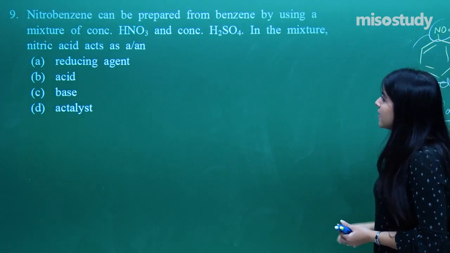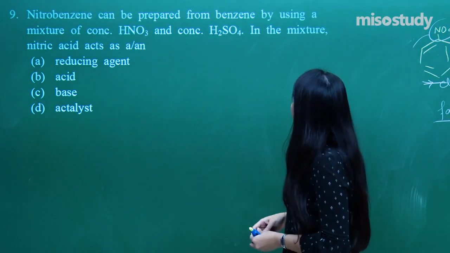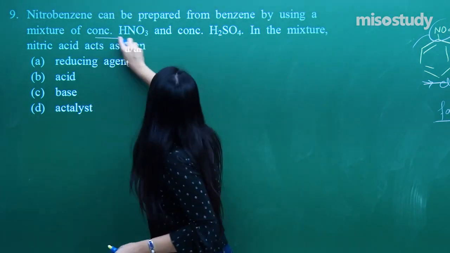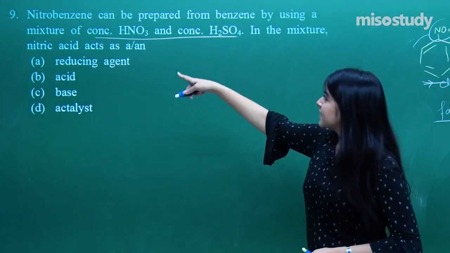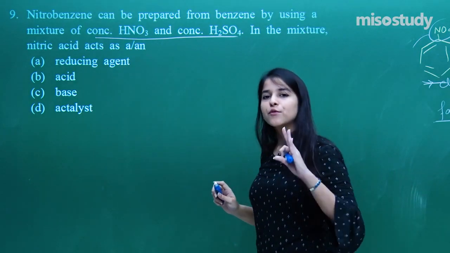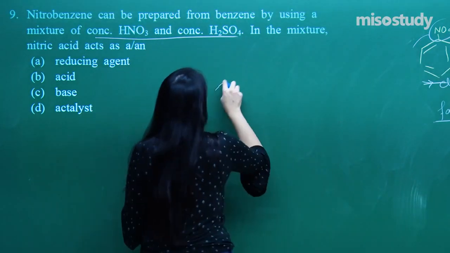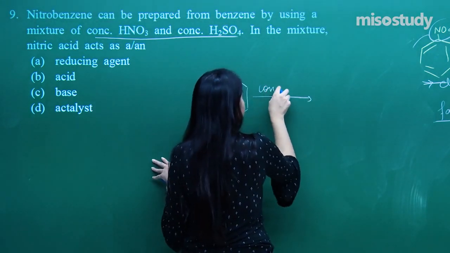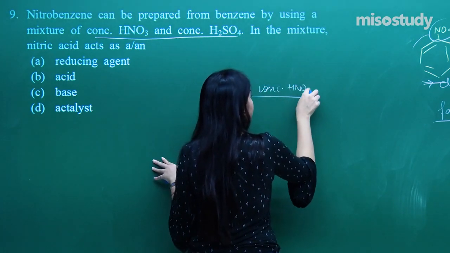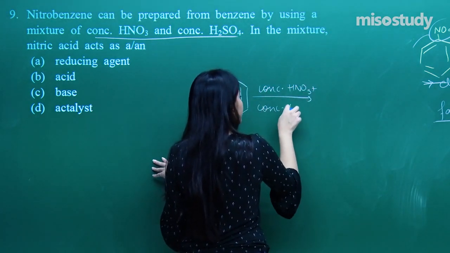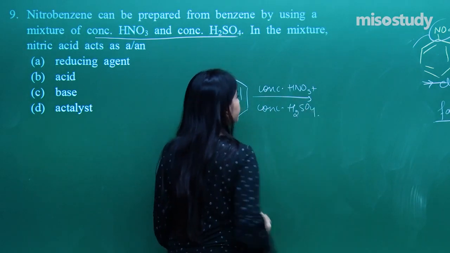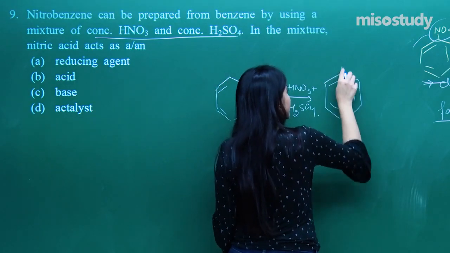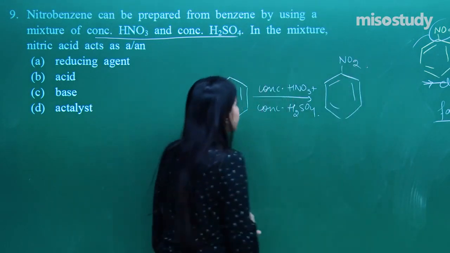So the next question, let us quickly discuss the second last question over here. Nitrobenzene can be prepared from benzene by using a mixture of, yes, that is a nitrating mixture they have given. In the mixture, nitric acid is acting as a, so I need to have a proper hold over the mechanism for this reaction. I have got benzene. What is a nitrating mixture? Concentrated HNO3 plus concentrated H2SO4. So that is what we want, nitrobenzene.